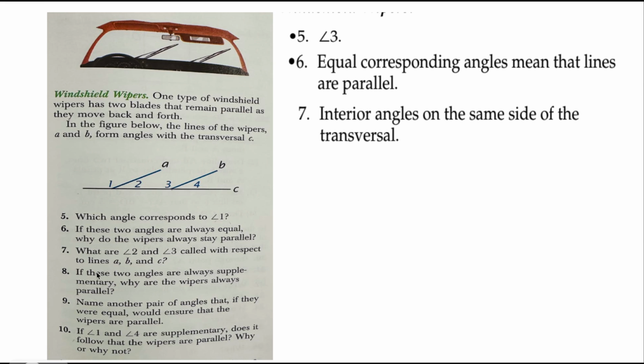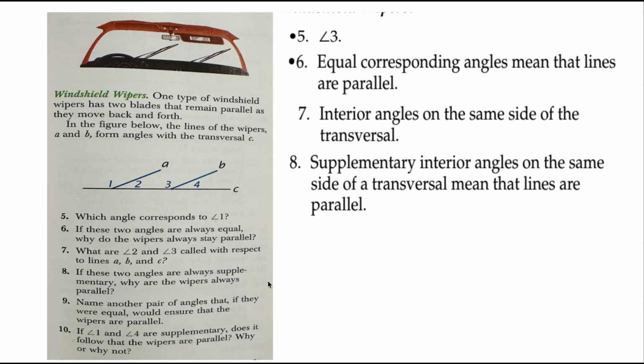Okay, so if these two angles are always supplementary, why are the wipers always parallel? Well, let's use our rules. Supplementary interior angles on the same side of a transversal mean that the lines are parallel. So we're just using our rules that we have learned in the past to prove why A and B are parallel.